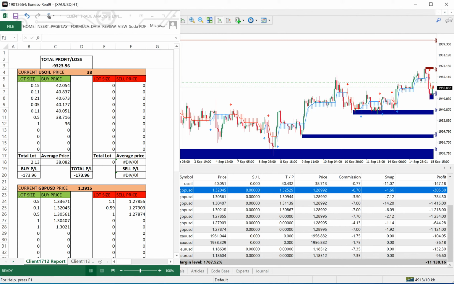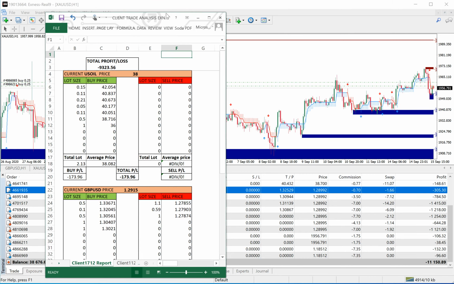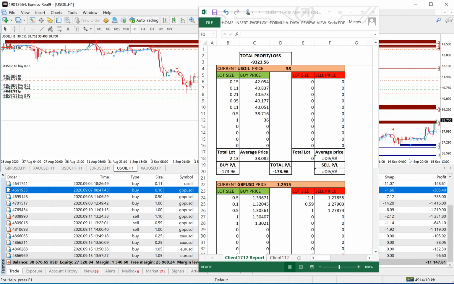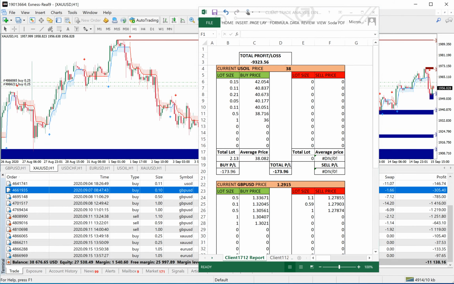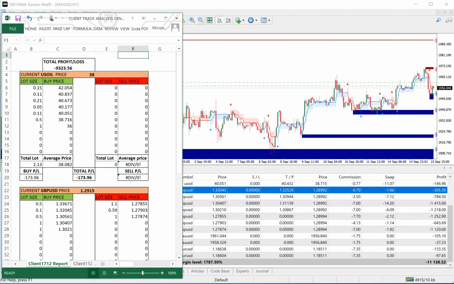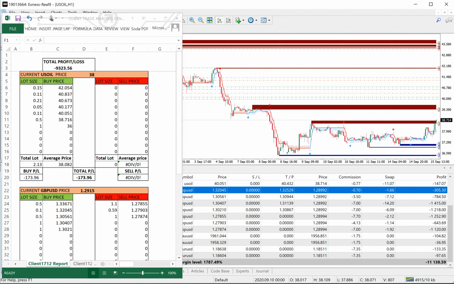So this is the client's real account, and we'll see the current US oil price. US oil is trading at $38. So we take the current price as $38 and see how many positions he has opened.